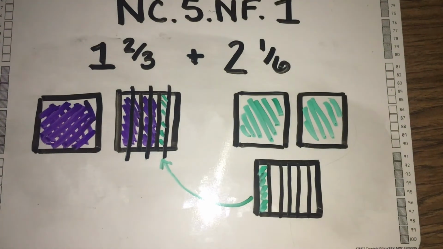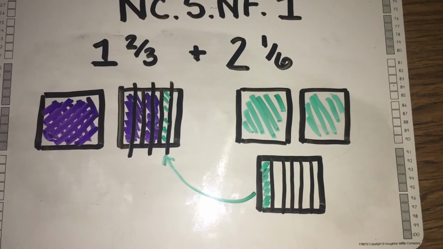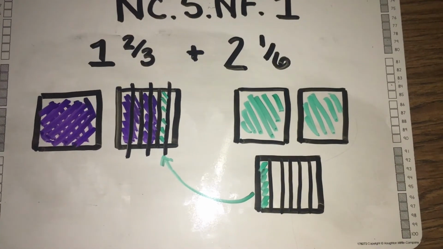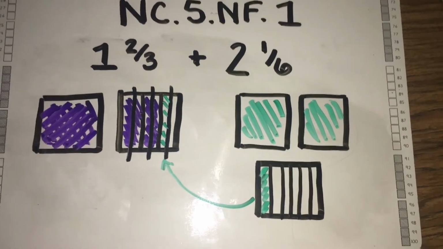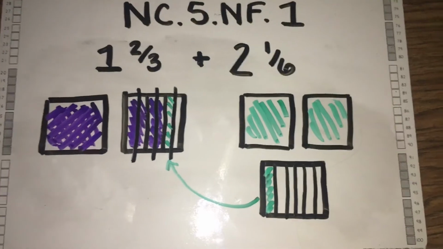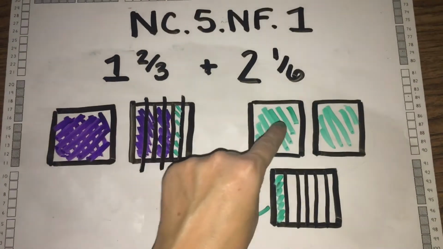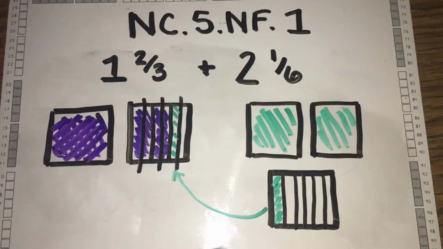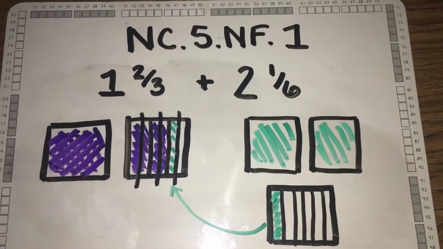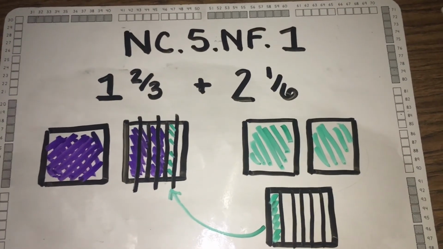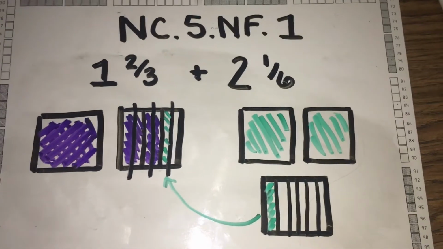I can now represent my fractional parts on the same fraction because they have an equivalent denominator. As I've moved my 1/6 over to join my 4/6, I can see that 1 2/3 plus 2 1/6 is equal to 1, 2, 3, and 1, 2, 3, 4, 5, 6. So 1 2/3 plus 2 1/6 is equal to 3 5/6.